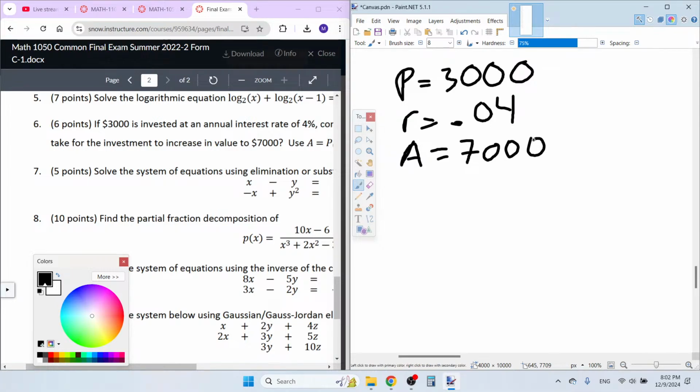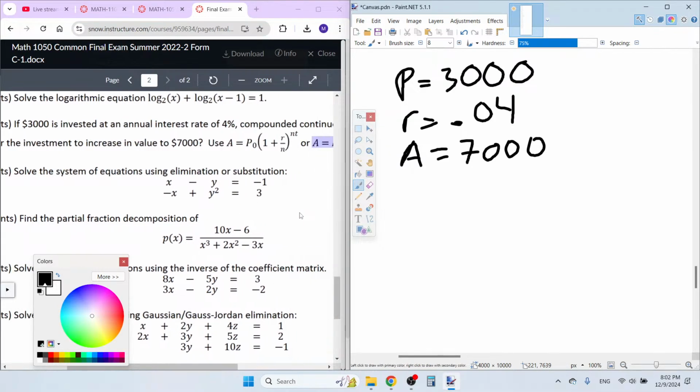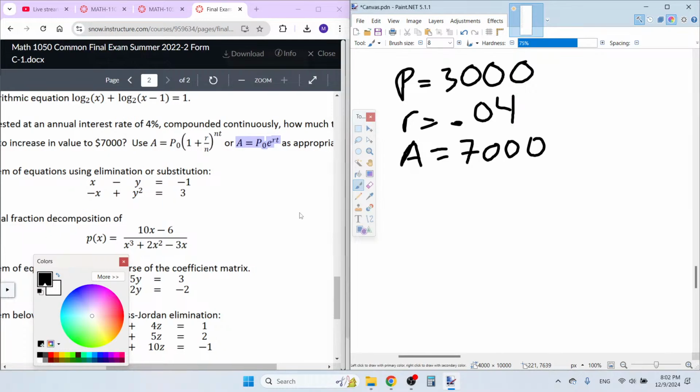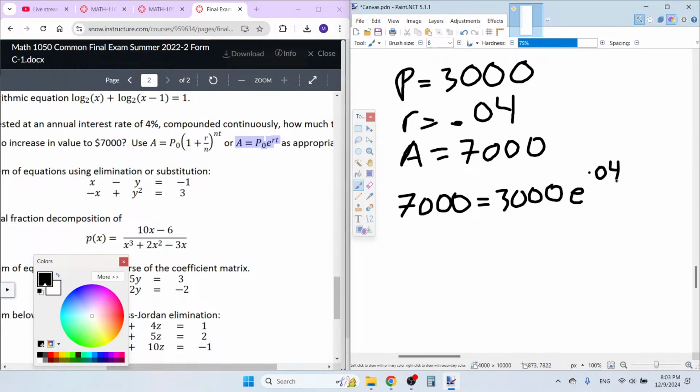So that means we plug these into the continuous equation, which is A equals P e to the RT. So we have 7,000 equals 3,000 times e to the 0.04 t.